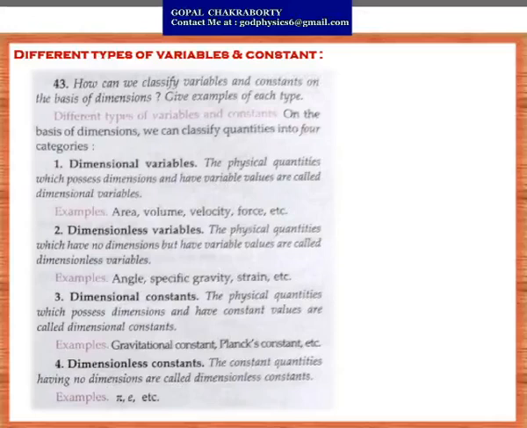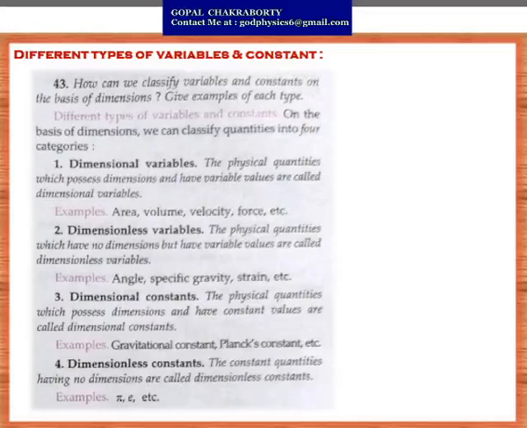Now, another important thing is that different types of variables and constants are there. How can we classify variables and constants on the basis of dimension? That is something you also need to know. On the basis of dimension, we can classify quantities into four categories.